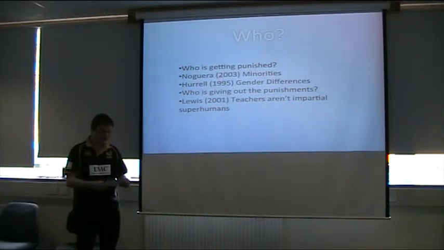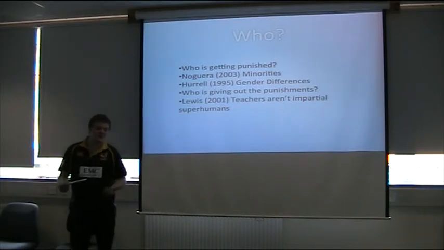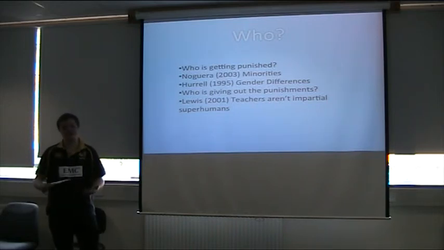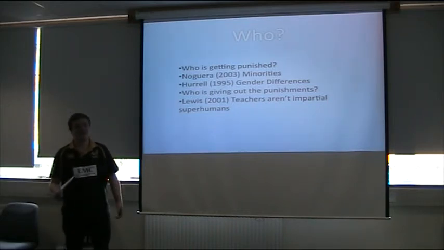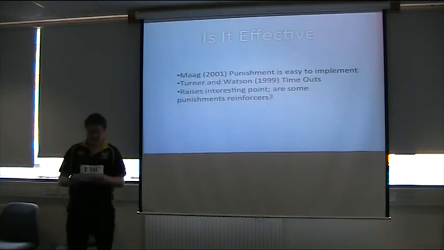So this highlights the fact that teachers, whilst they are an authority, should they really be dishing out punishments when they hold these biases and it's hard for them to stay impartial? So then, is it effective?